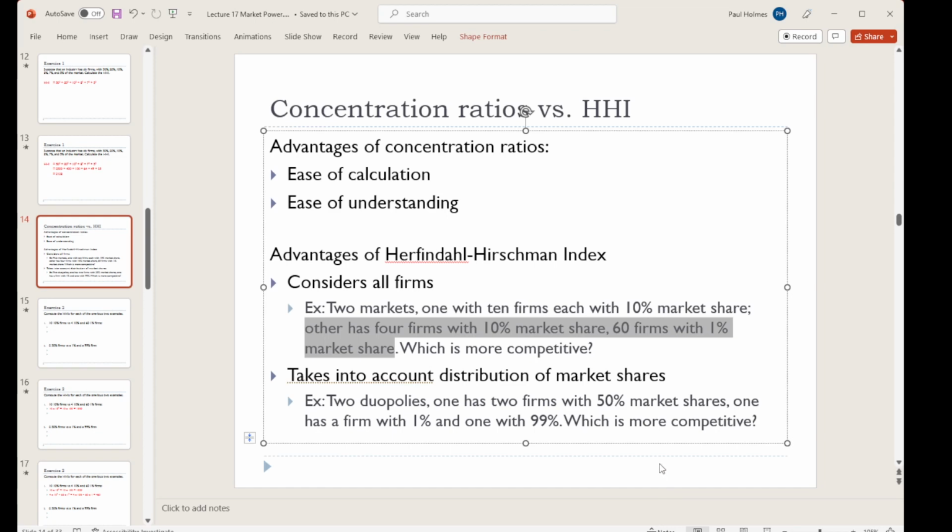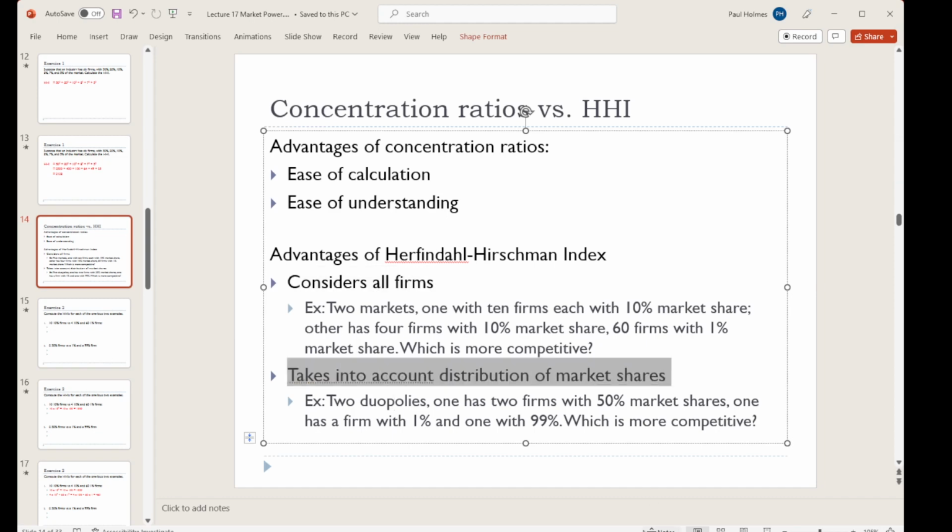Now the 4-firm concentration ratio is going to be identical for each of those, right? Because the top 4 firms each have a 10% market share in both of those markets. But the second one should be more competitive because it's got 64 firms in it. It looks a lot closer to being perfectly competitive than the first one does. So that illustrates that considering all the firms is pretty important.